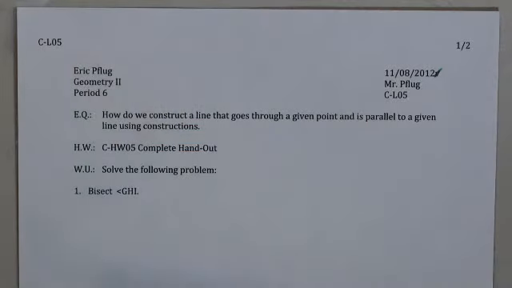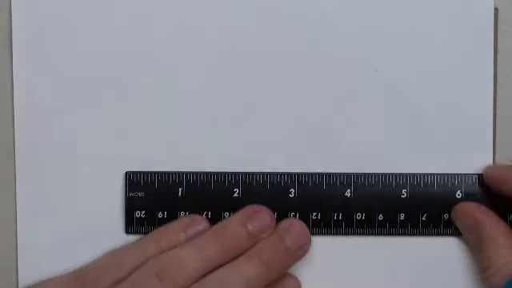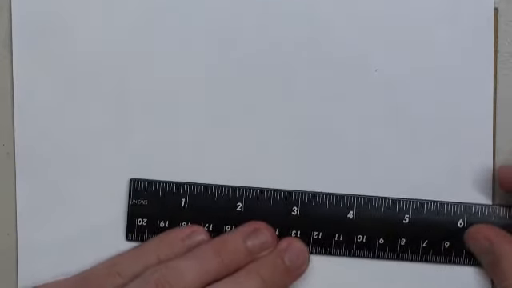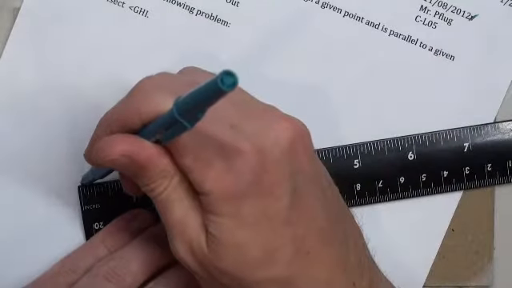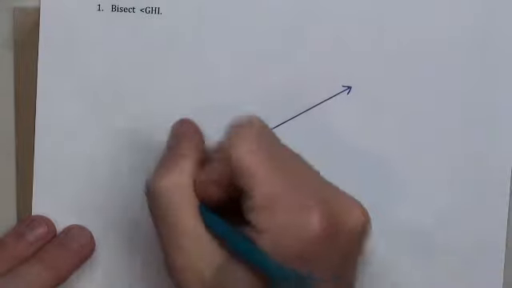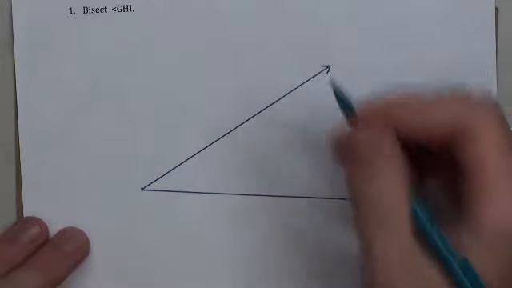So what I want you to do, using a pen, somewhere in the middle of the rest of the page that's left, just somewhere down, draw an angle. It doesn't really matter how you draw it. I'm going to do 4 inches, and then I'm going to go up a little bit and do 4 inches up this way. So here's an angle, and this would be GHI.